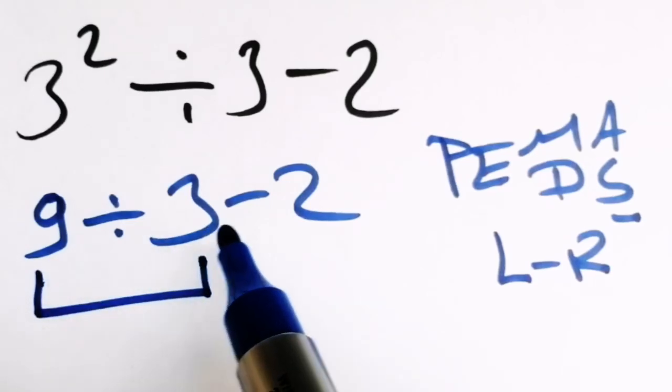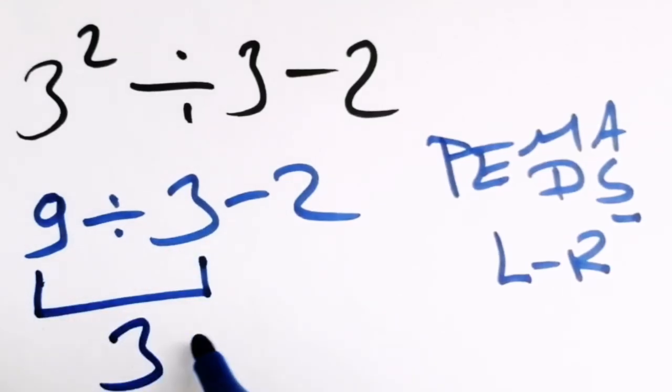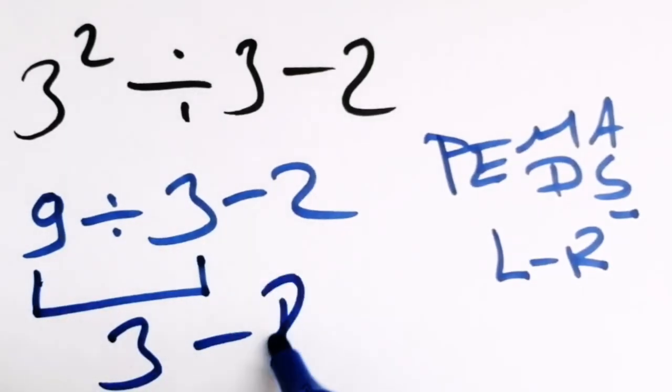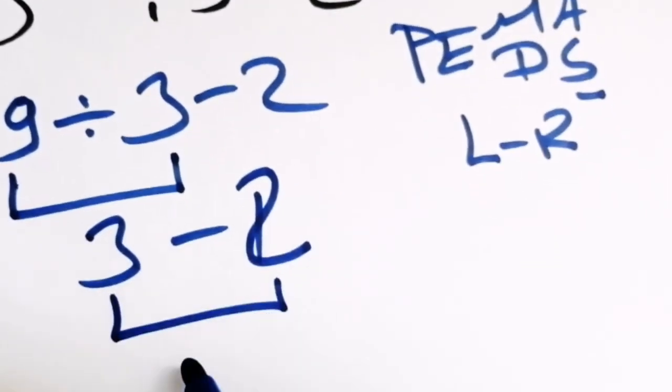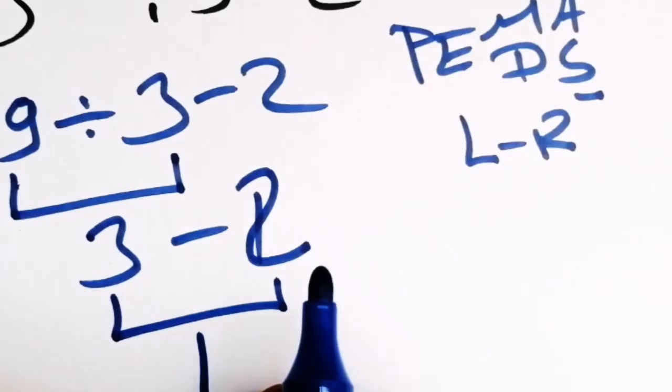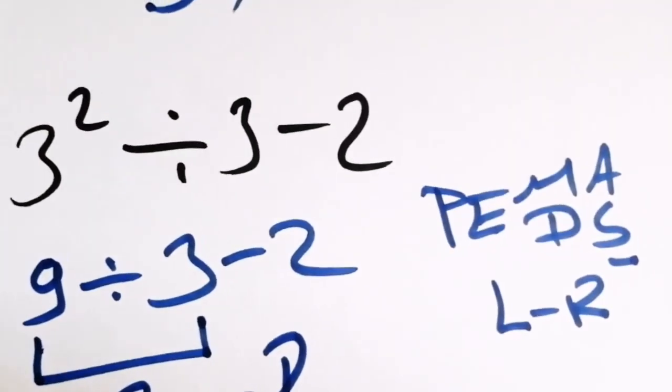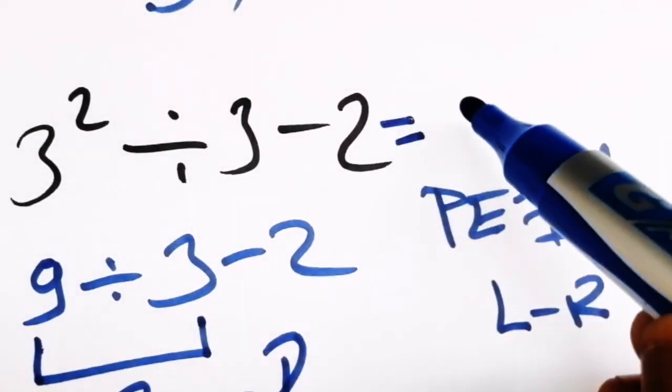9 divided by 3 is just 3, and minus 2. 3 minus 2 equals 1. This is the correct answer of this problem. Therefore, the correct answer is 1.